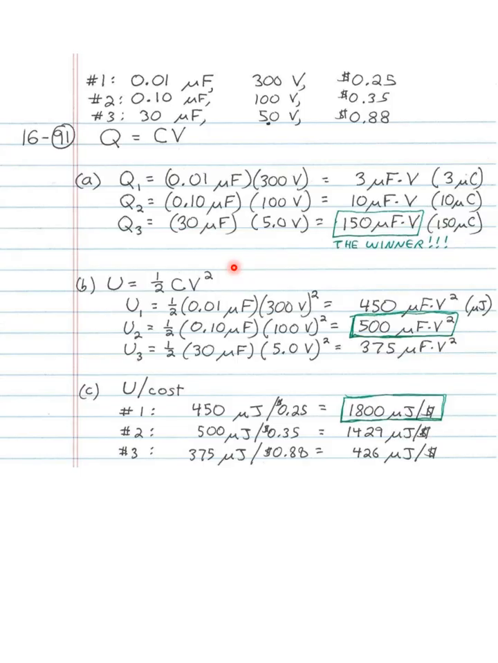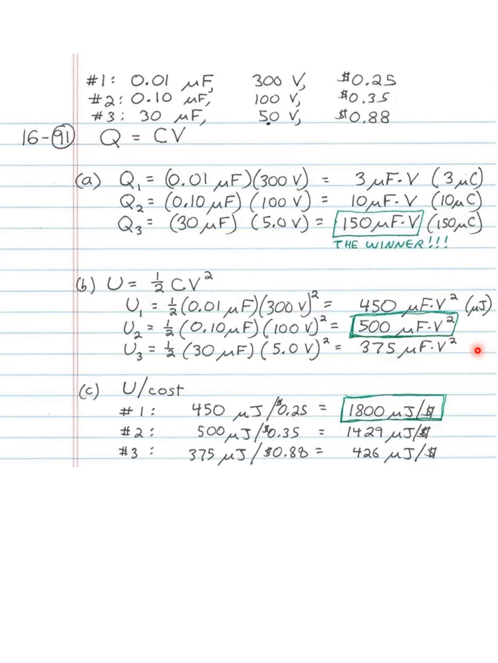Question B asks about the energy: 1/2 capacitance times voltage squared. So we plug each of those in. Again, I'm not going to worry about MKS units. I'm just going to be concerned with keeping units consistent. When we multiply out for the first capacitor, it's 450. The units become microfarad volts squared, which is actually microjoules. The second one is 500 microjoules. The third one is 365 microjoules. So 500 is the winner. The second capacitor can store the most energy.